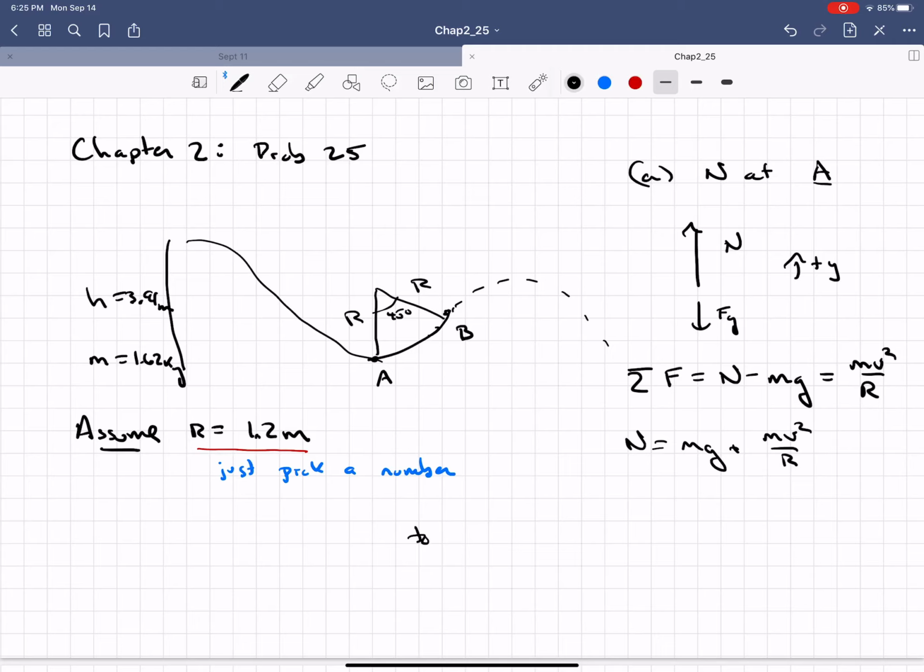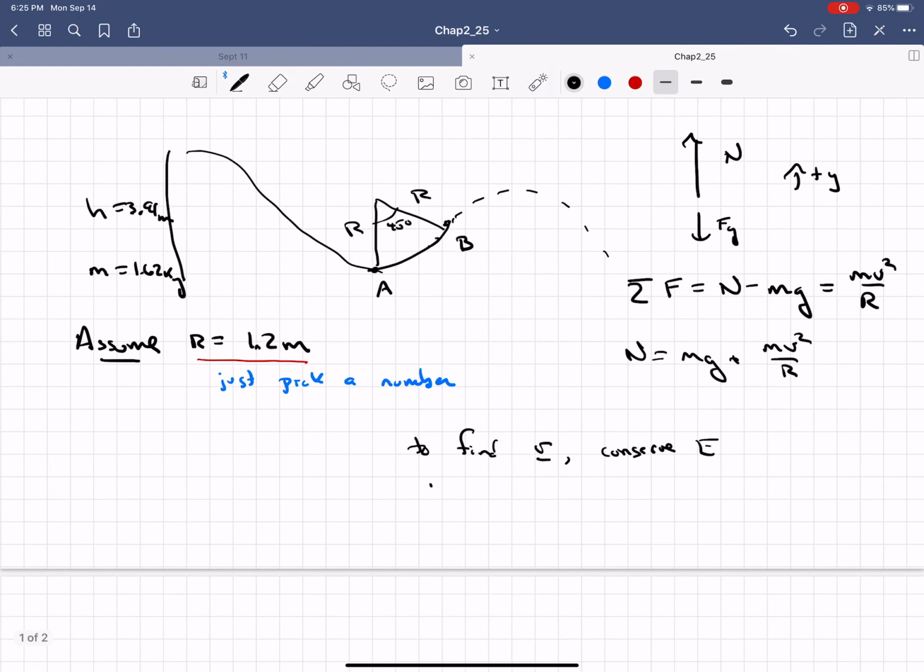In order to find the velocity, I'm going to conserve energy from the top. So the energy at the top would be all potential energy, and the energy at A is going to be all kinetic energy. And so if I use my height value, which was given to me, masses cancel out, you can get v is the square root of 2gh. And so that works out to be 8.75 meters per second.